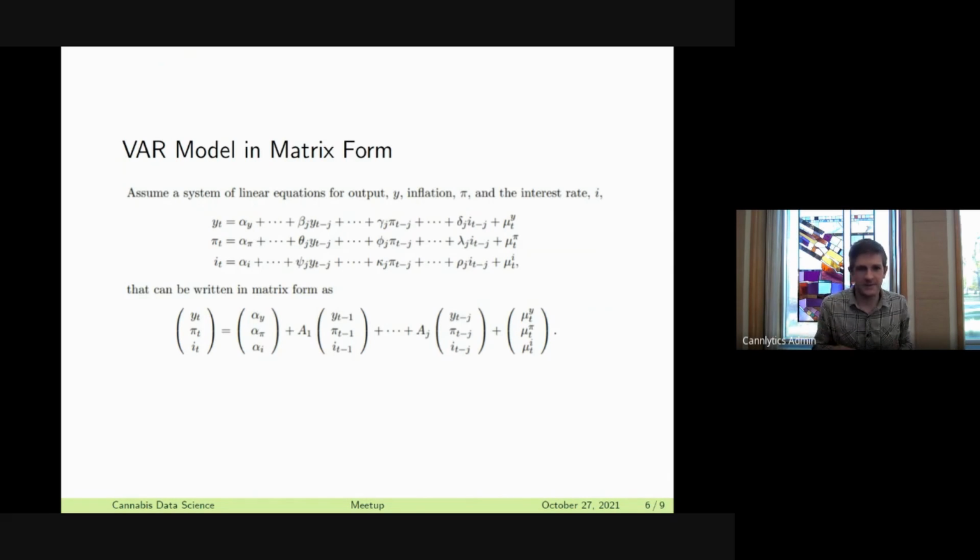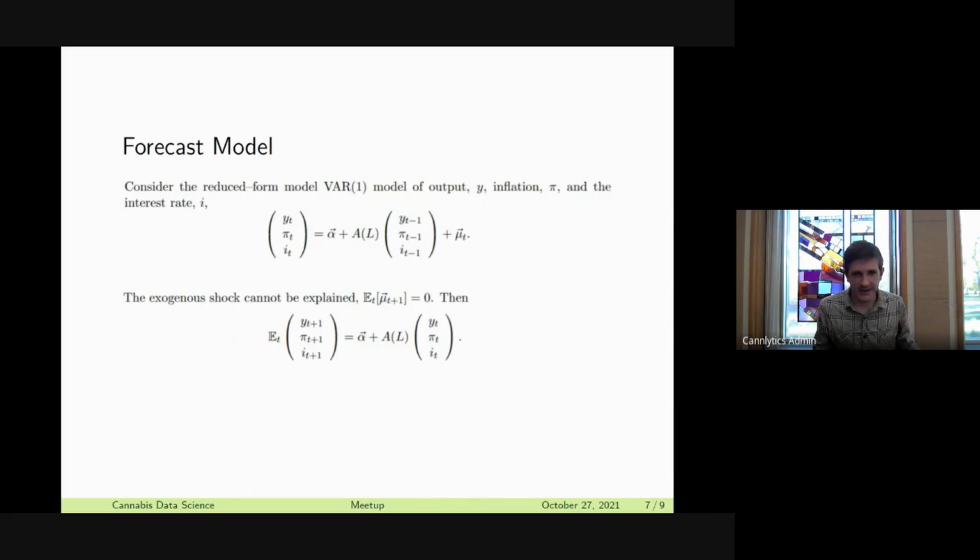So this is how you can write the VARs. This is just a simplified manner. Let's get to the forecasting. That's the more interesting part.